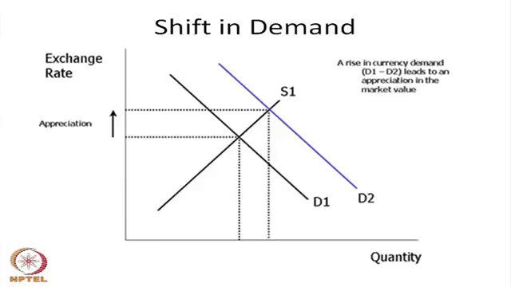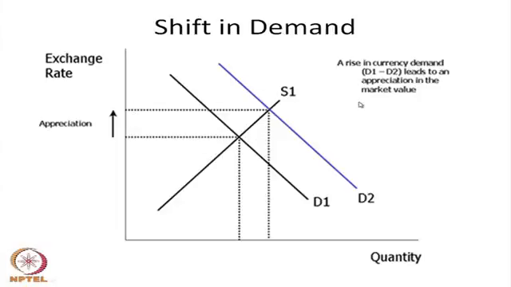In the initial period, when demand is D1 and supply is S1, the exchange rate is decided at this particular point. With more demand for dollars or foreign currency, supply remaining constant, the demand curve shifts from D1 to D2, an upward parallel shift. Since there is more demand for foreign currency, the foreign currency appreciates against the domestic currency, and the equilibrium takes place at a higher level.